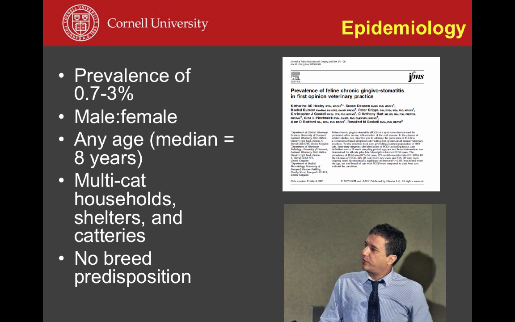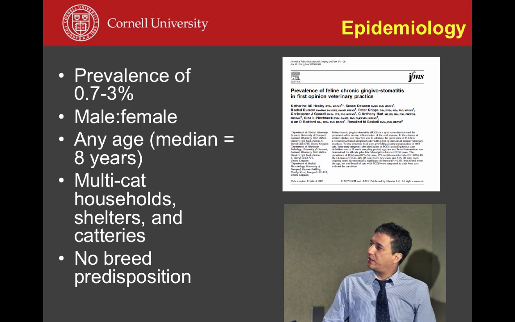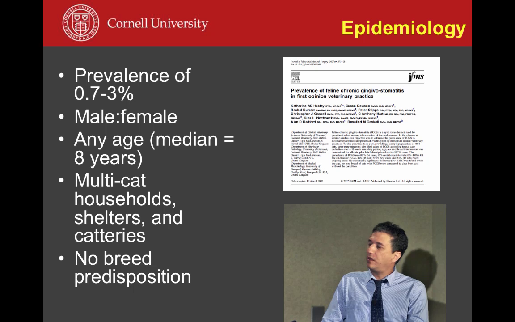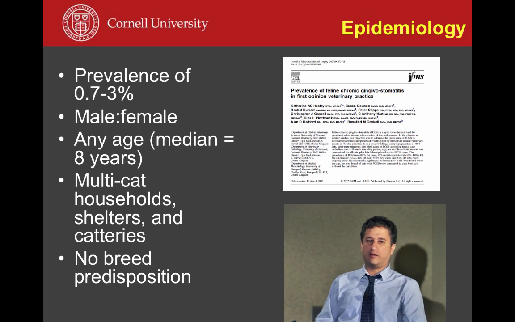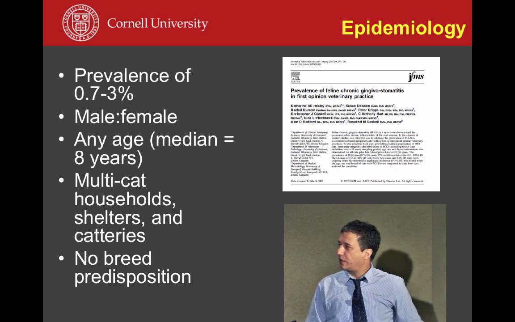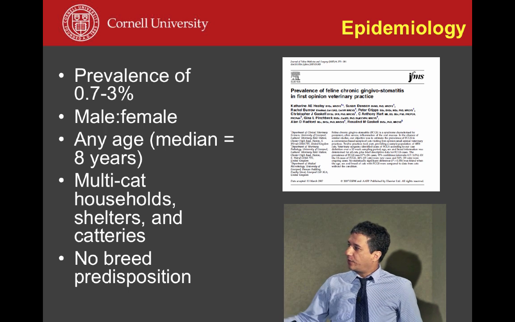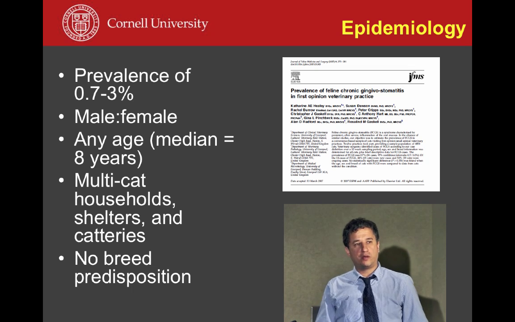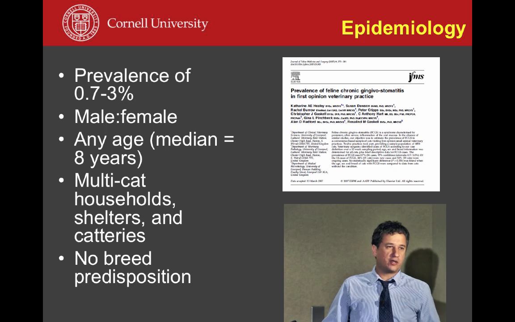With regard to age, the median in these studies has been approximately 8 years. However, the range is very, very wide, and very young animals can be affected, and cases from a year or younger can clearly occur. This is what I was just mentioning: this is known to be a disease more common in multi-cat environments. That includes catteries and shelters. And there is no established or documented breed predisposition, although some people believe that purebred cats have a higher propensity.